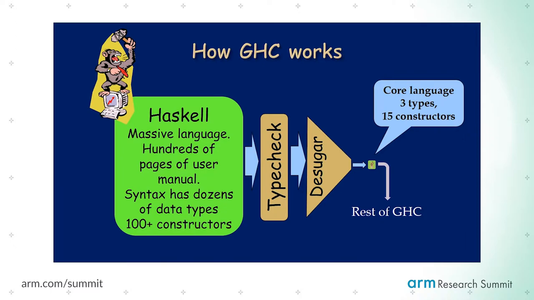So the whole surface language is type-checked and then desugared into a very small intermediate language. So this we call core, and it really is very small. It's basically just the lambda calculus. So all of this really rather big functional language is squidged down into this little core language, and the story that I want to tell you today is about a recent change that we made just to the core language.